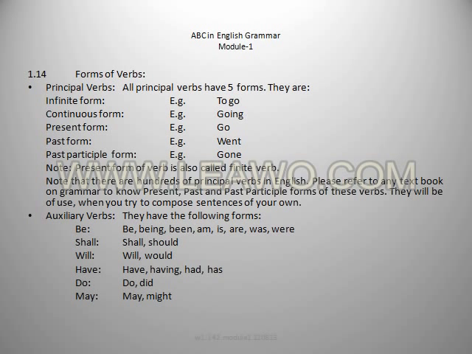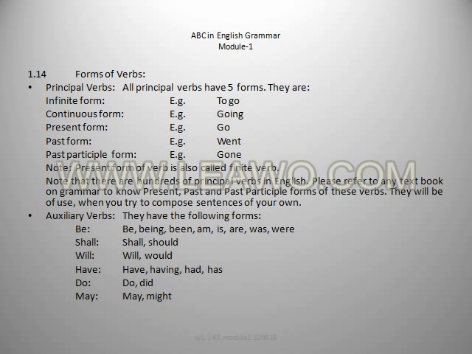Forms of verbs. Principal verbs. All principal verbs have 5 forms. They are infinitive, continuous, present, past, and past participle forms. Example: to go, going, go, went, gone.